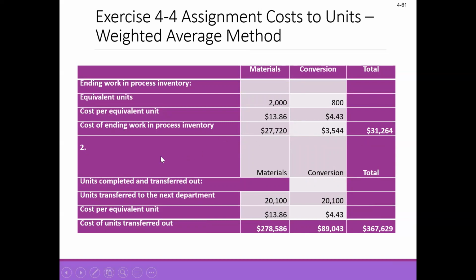Then we completed and transferred out 20,100 units to the next department. We take our cost per equivalent unit, $13.86 here, $4.43 here, the $278,586 and the $89,043 get transferred out. Those costs get transferred on to the next department.